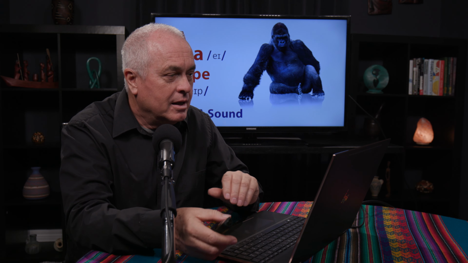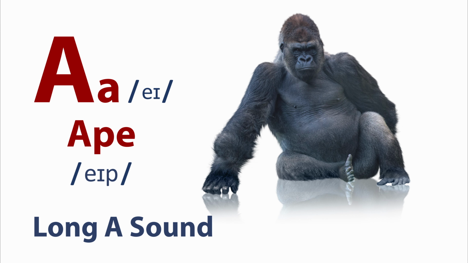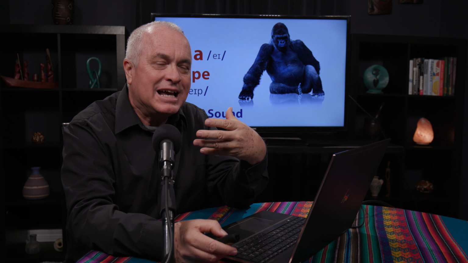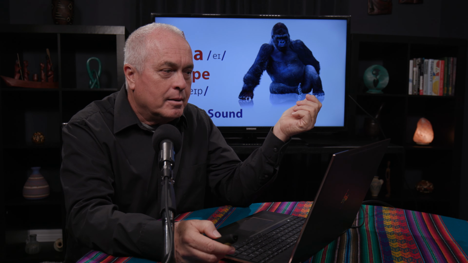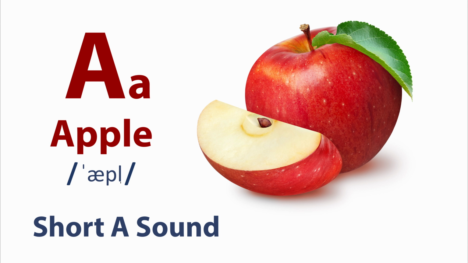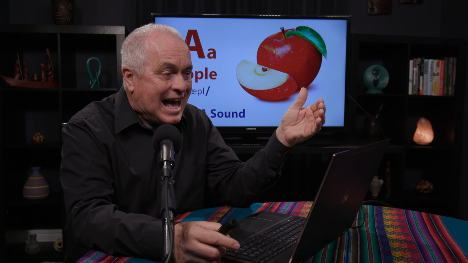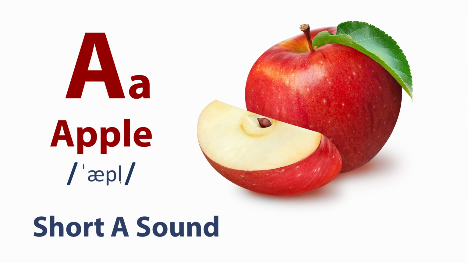For today's lesson, what I want to do is quickly go through all of the vowels and see examples of both the long sound and the short sound. So here we are with A. The word ape uses the long sound of the A. But we also have the short sound of A. And so we might say apple.